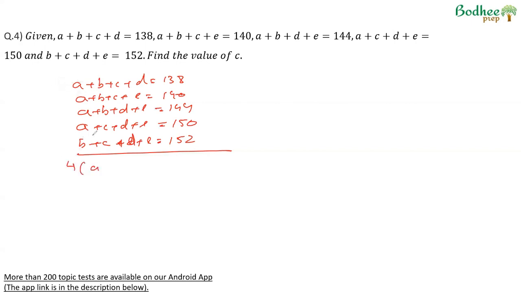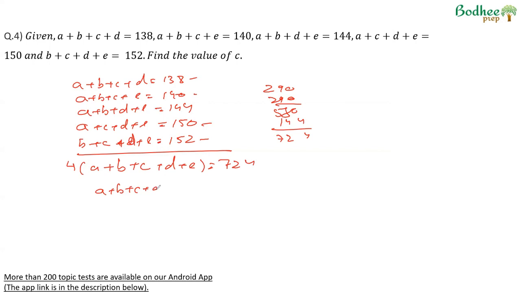4 times A, 4 times B, 4 times C, we can count as well, 4 times D plus 4 times E. This is equal to the sum here. 138 plus 152 will be 290. 140 plus 150 will be 290. So that becomes 580. 580 plus 144 will be 724. Divided by 4, A plus B plus C plus D plus E comes out to 724 by 4, which is 181. You have to find the value of C.